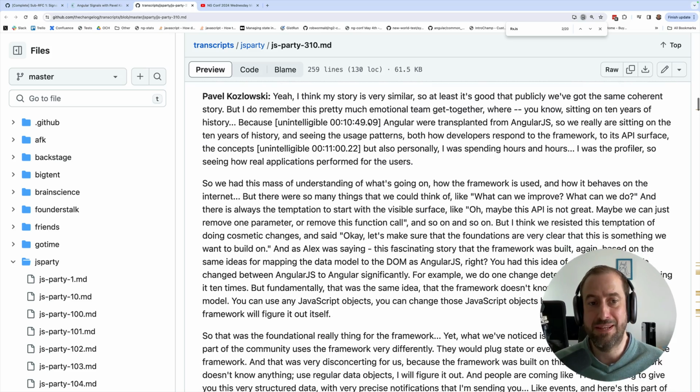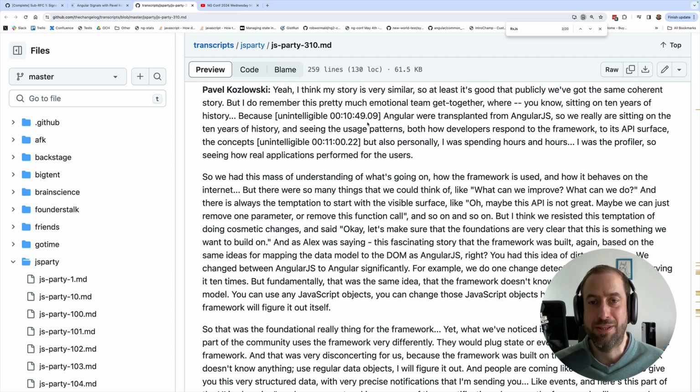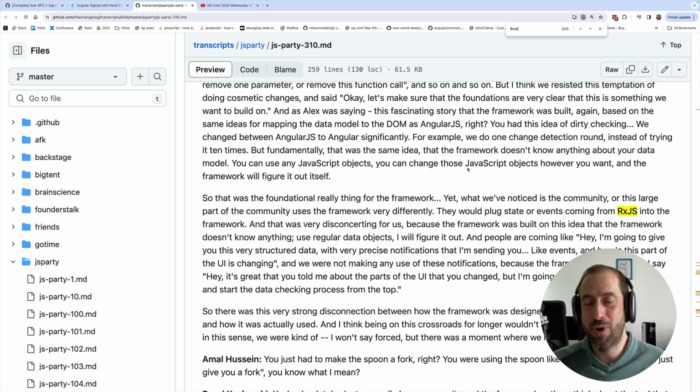So here the Angular team talks about why the approach of signals, and they talk about how historically Angular change detection was based on the notion of dirty checking that was inherited from AngularJS, where you would scan all the expressions on the page before and after to know which components need to be updated. But they also mentioned that even though that was the original way that the Angular framework was designed to be used, in practice what a large part of the community was doing was using the framework very differently.